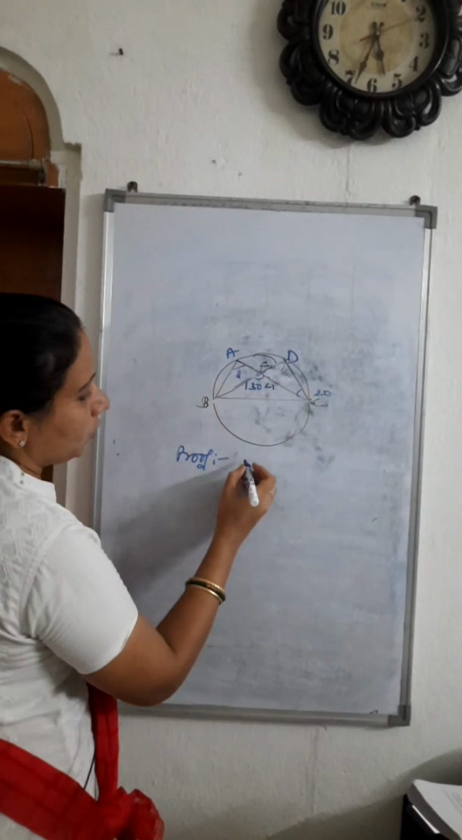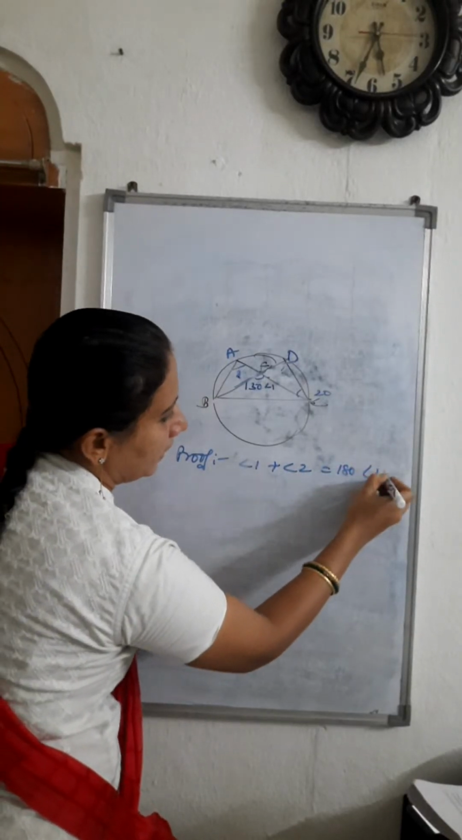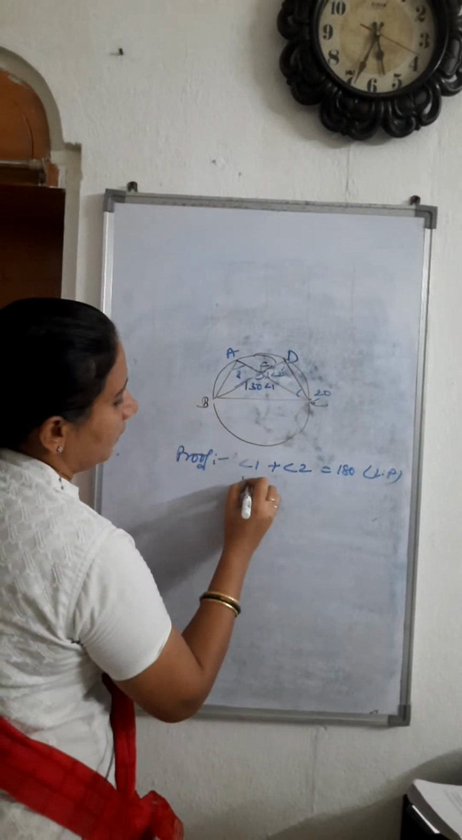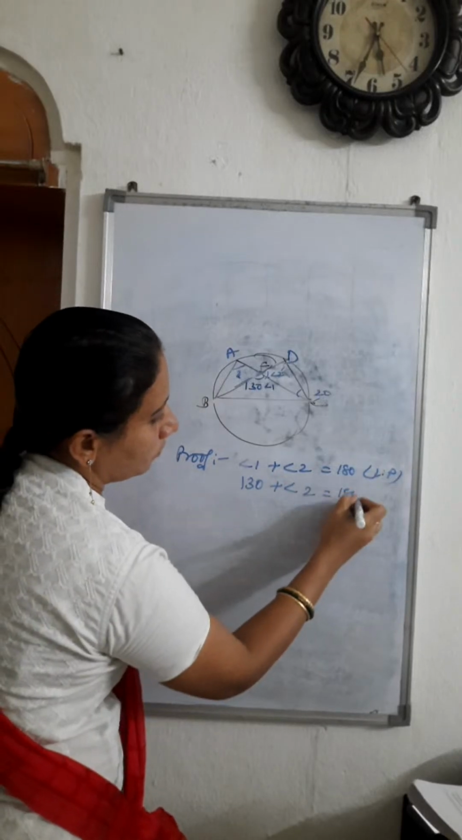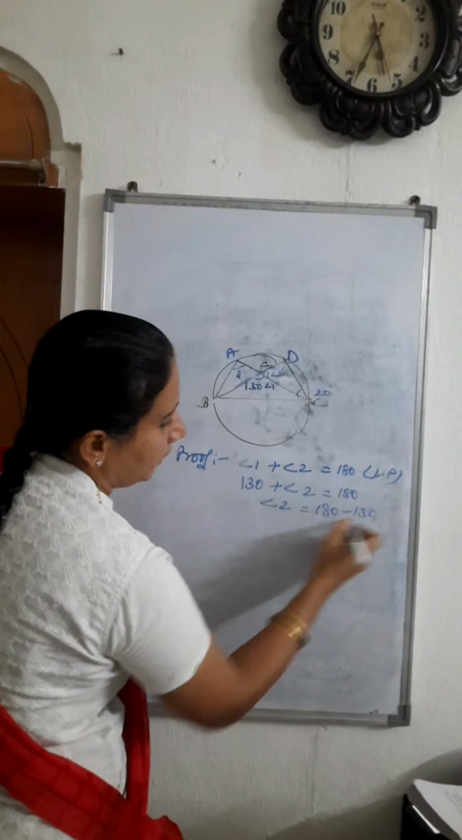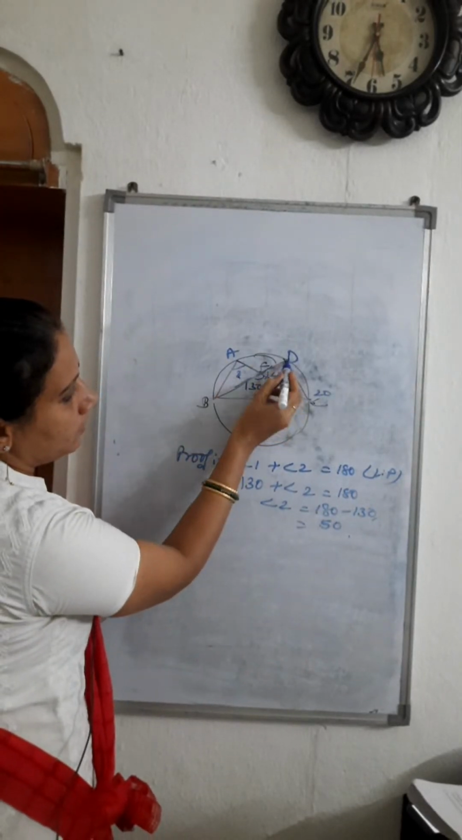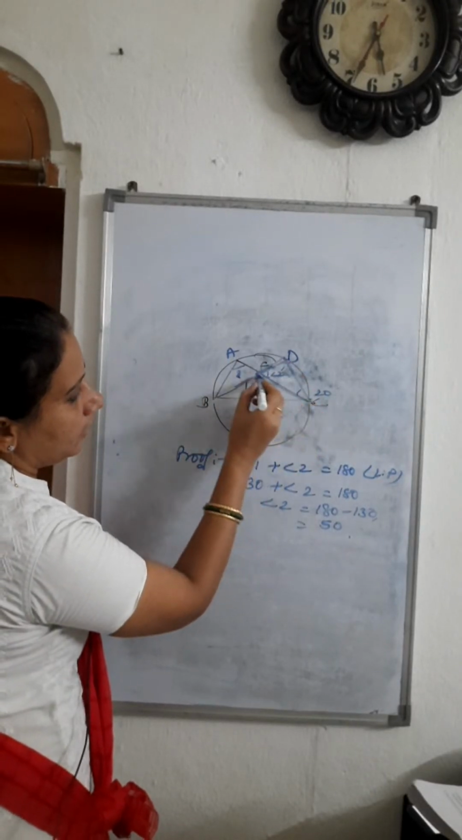So in the proof section, angle 1 plus angle 2 is 180, that is by linear pair. So 1 and 2 are there. This is 130. We can find the value of angle 2. Angle 2 is 180 minus 130. So it's 50. We got this to be 50. Here there is a formation of a triangle. Again we can find all the 3 angles of the triangle.